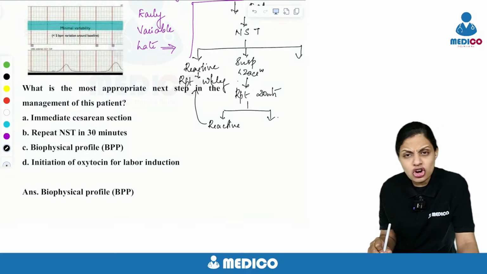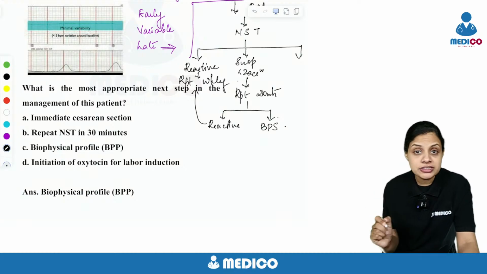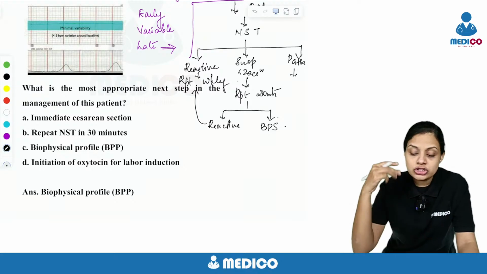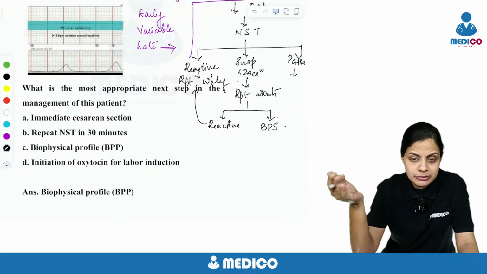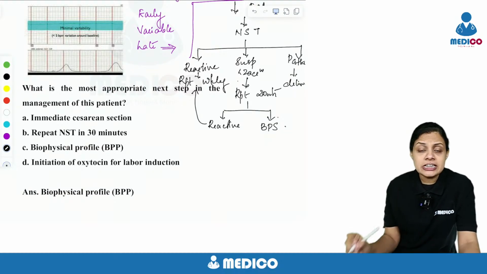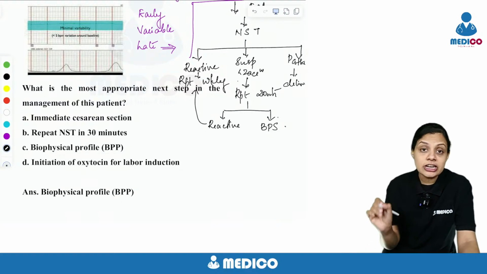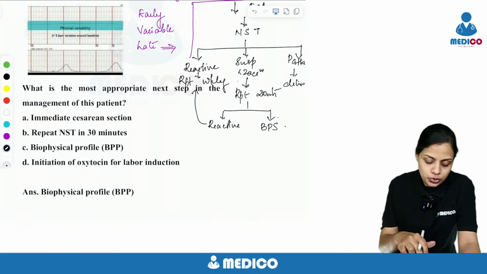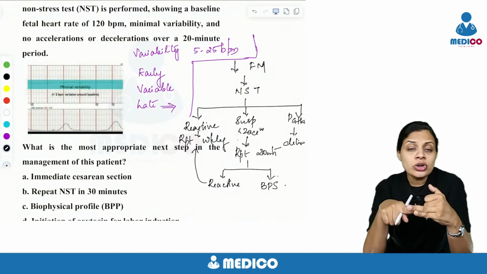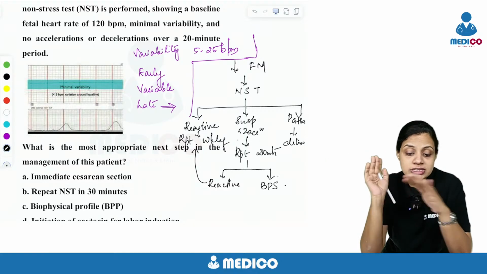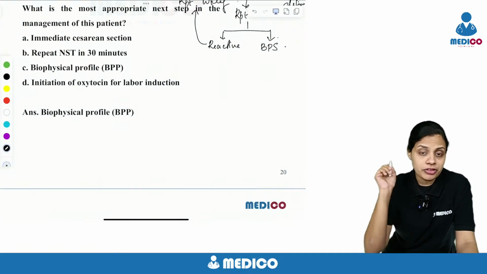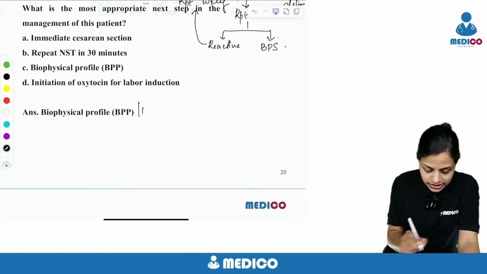If you still find that this is not that good, then you'll have to go for a biophysical scoring. If the NST is pathological, that is, it has a persistent late deceleration or variable deceleration, then you'll have to deliver her. What if she has no accelerations, no decelerations, and no variability? As in this case, she presents with decreased movements, no acceleration, no deceleration, no variability. The next thing you have to do is a biophysical profile, also known as a Manning score.